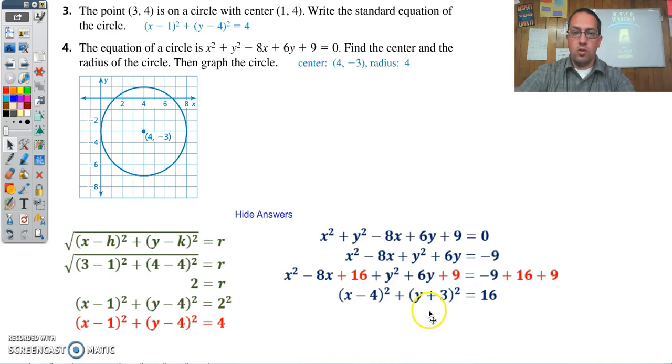Remember, this is r squared, and we need a radius. So here we have h is 4, k is negative 3, because remember, it's backwards from what it looks like, because it's minus a negative 3 to get the positive. And then r is the square root of 16, which is 4. All right? So, not too bad.